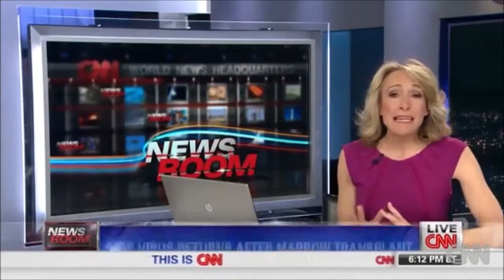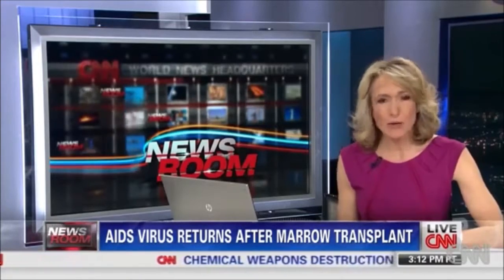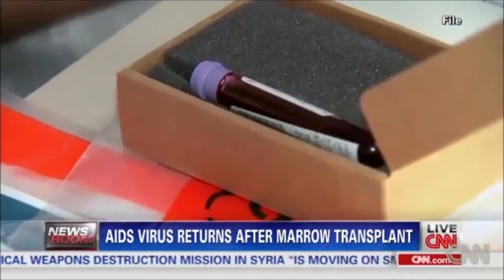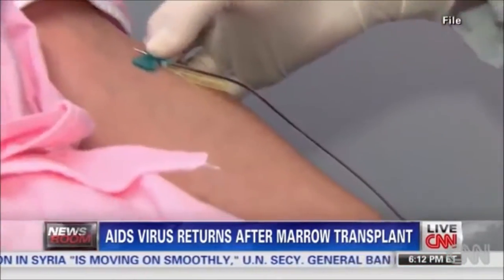Two patients believed to have been cured of the AIDS virus after bone marrow transplants have now seen the virus return. The Boston doctor who treated the patients called the return of the virus, quote, disappointing, unquote. He also called it scientifically significant.